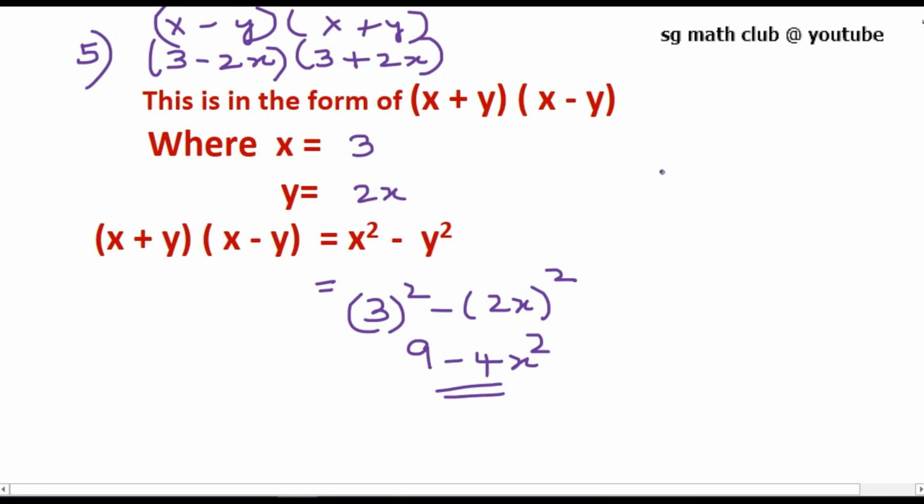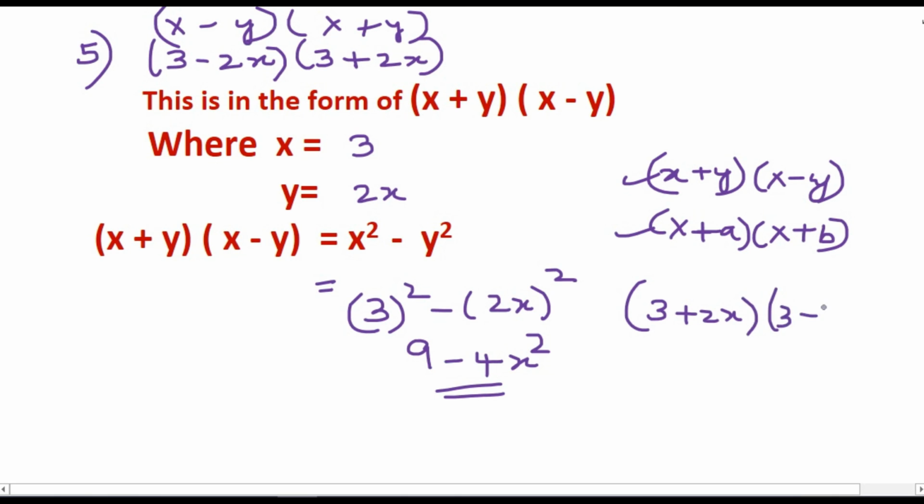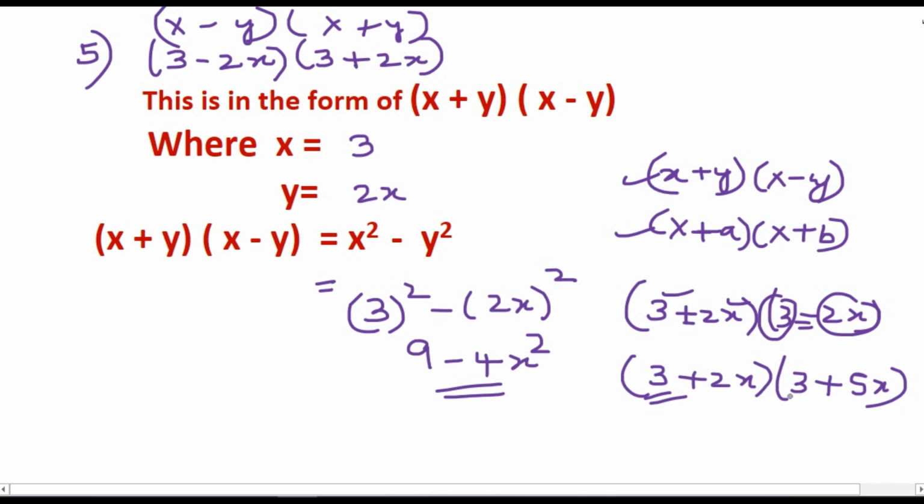Now how will you distinguish x plus y into x minus y and x plus a into x plus b? Most of the children find it difficult to distinguish between these two identities. Know that if x and y are same, for example 3 plus 2x and 3 minus 2x, here x and y both are same, only the plus and minus sign is different. That time you are going to use this identity x plus y into x minus y. But if it is like this, 3 plus 2x and 3 plus 5x, we can see that only the first term is same, the second term is different. That time you will use the identity x plus a into x plus b.